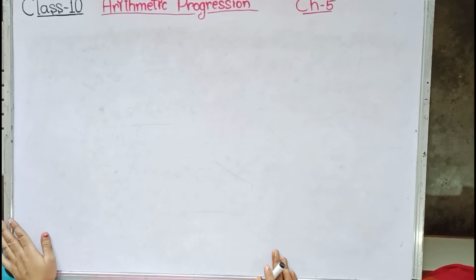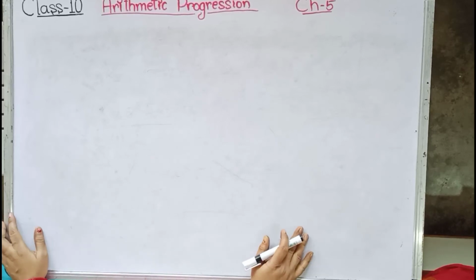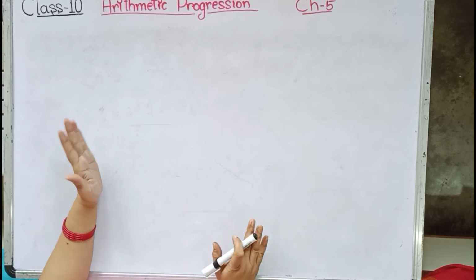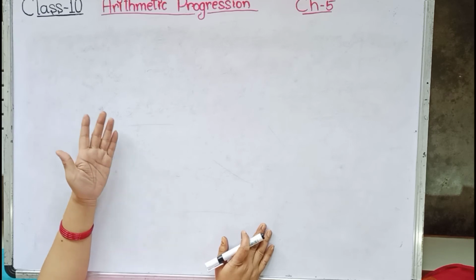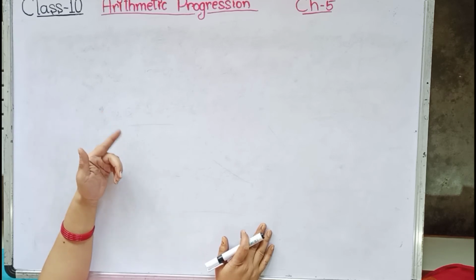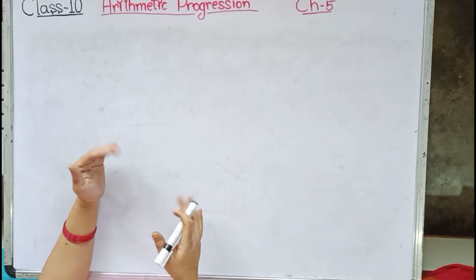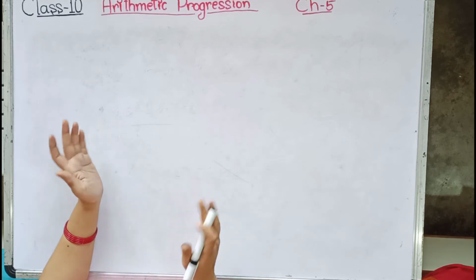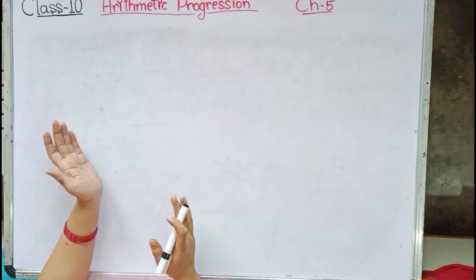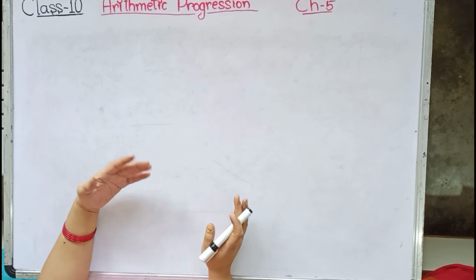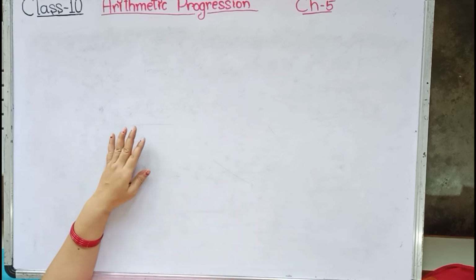Hello students, let us start the new chapter, that is arithmetic progression. Now children, you must be knowing that in the second periodic test, the chapters which will come are arithmetic progression, circles and coordinate geometry. The deleted topic in this session for arithmetic progression is application based sums from sum of n terms of an AP.